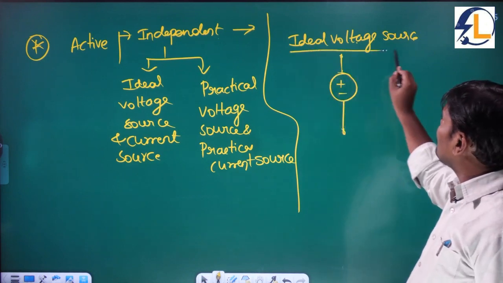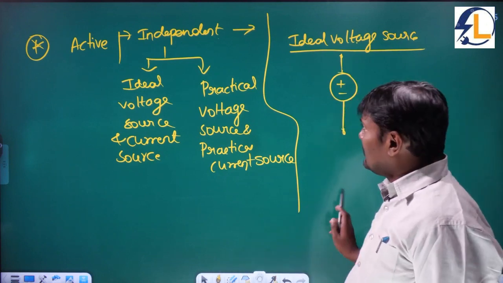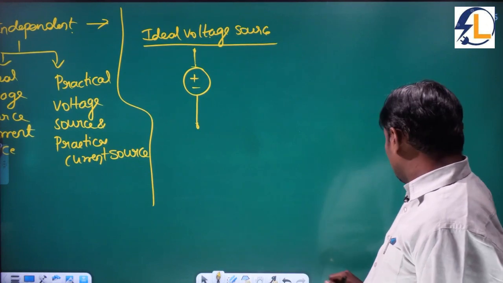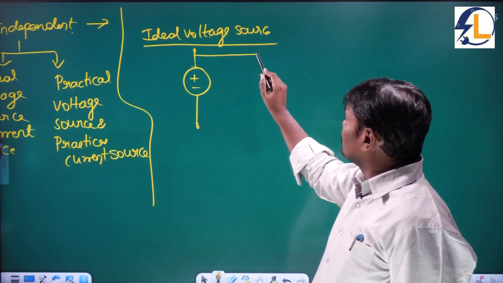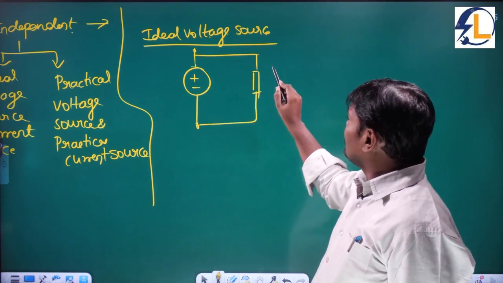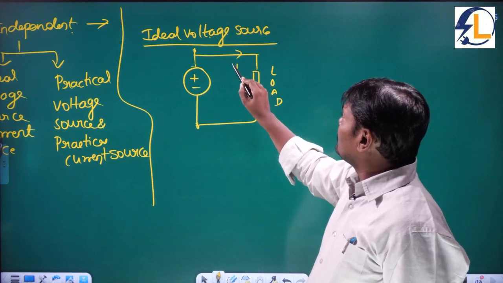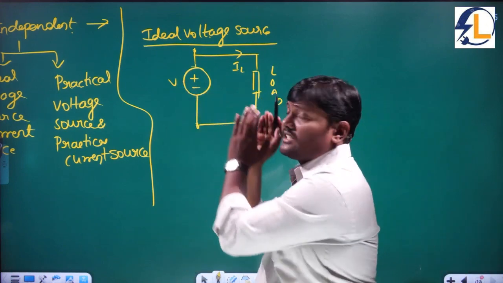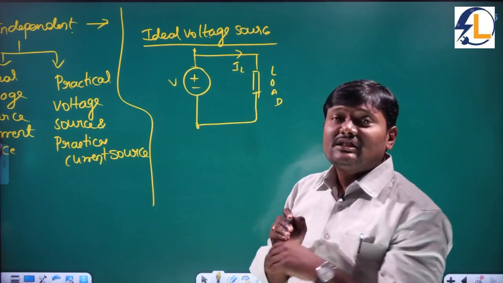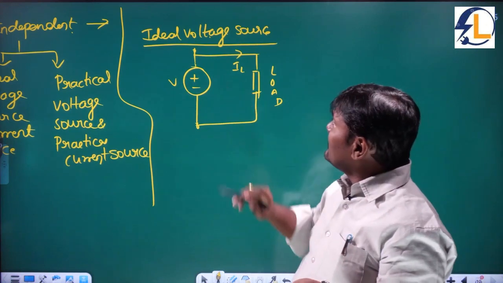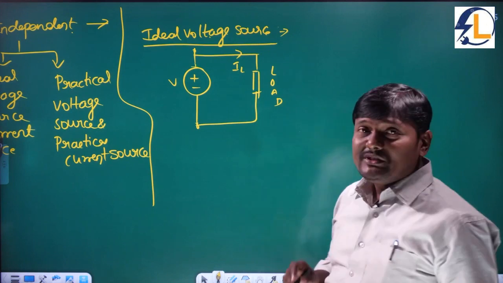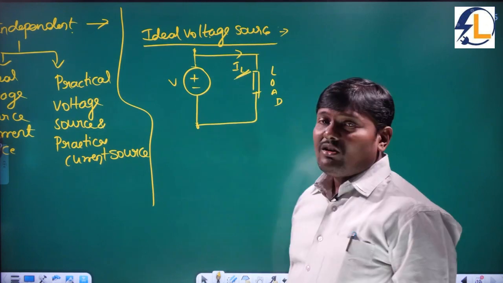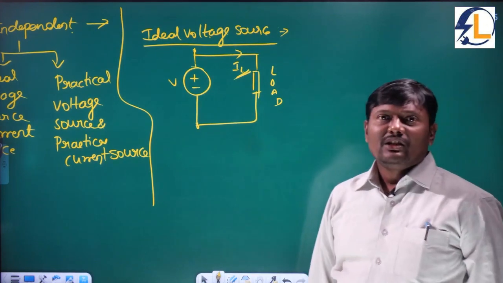So what is the definition of an ideal voltage source? Ideal voltage source delivers the energy which is independent of the current flowing through the load. Independent sources are represented with a circle, voltage sources are represented with plus and minus. The ideal voltage source delivers energy to the load, which is independent of the current flowing through the load.